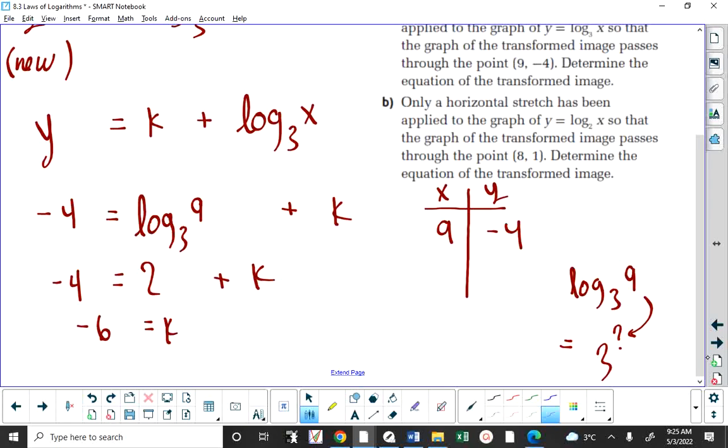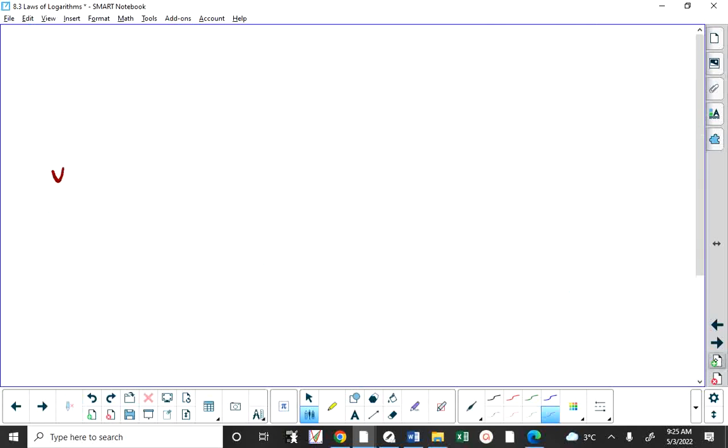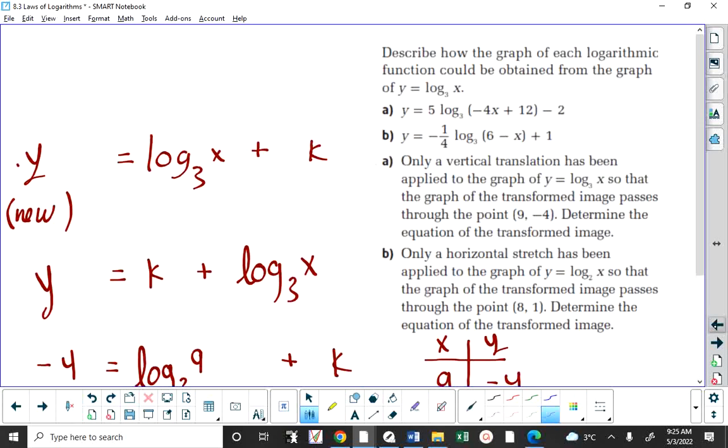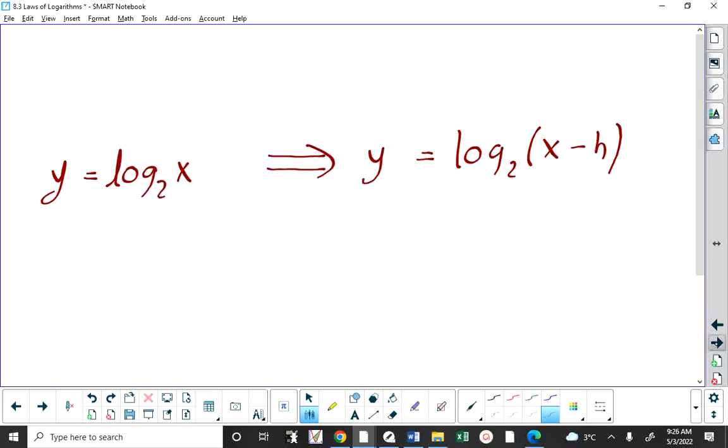If, on the other hand, we had a horizontal translation to y equals log base 2 of x, we're transforming that into y equals log base 2 of x minus h, because it's a horizontal translation. And it's passing through, this time, 8, 1. Oh, thank you. I should have read it more carefully. It is not a horizontal translation. I'm going to do this one anyway, just for kicks in a minute.